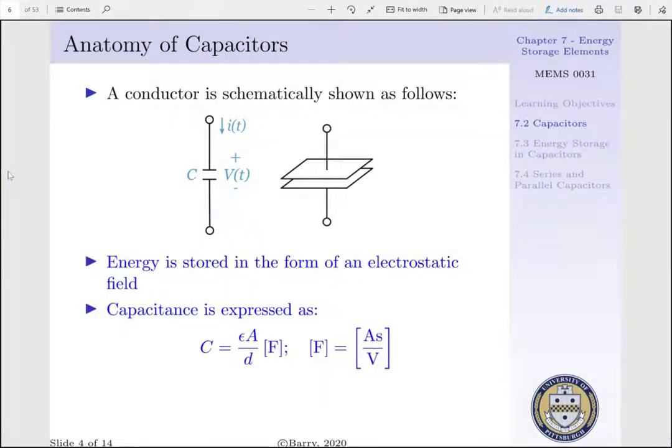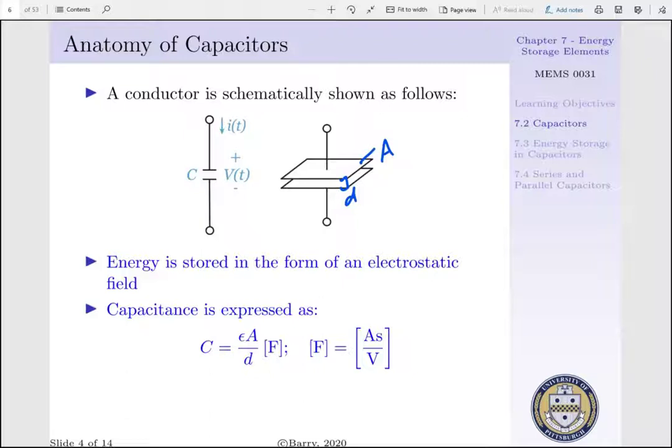Capacitance, a measure of the energy stored, is expressed as epsilon A per D, where epsilon is our dielectric strength, A is the area of our capacitor plate, and D is the distance between the two. Our capacitor has units of farads. A farad is an amp second per volt.